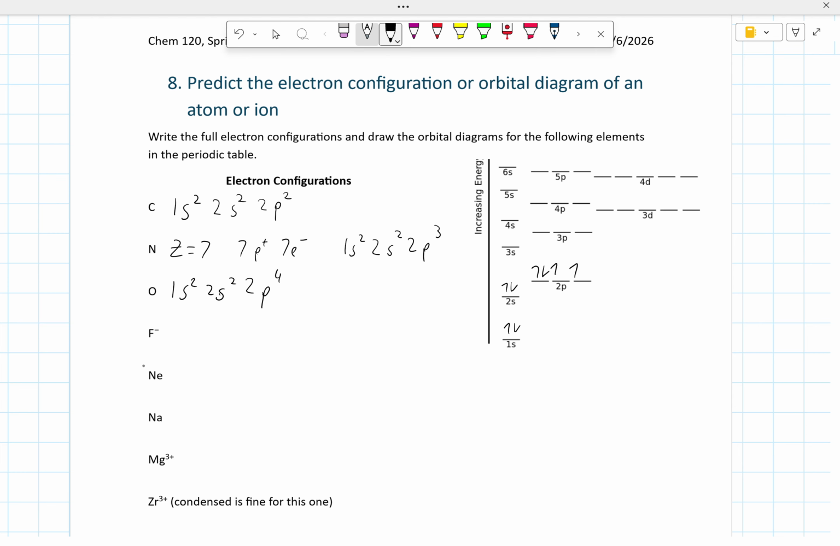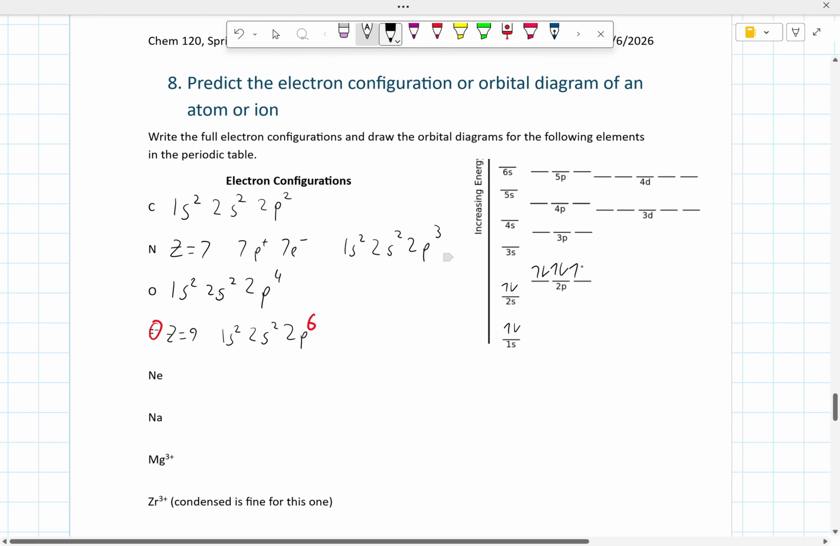Fluorine, this is F minus, we'll do fluorine first and then add an extra electron. So fluorine has an atomic number of 9, so we'll need 9 electrons, 1s2, 2s2, 2p5, but then because it is fluoride with that minus, we actually want to make that 2p6. Like so.